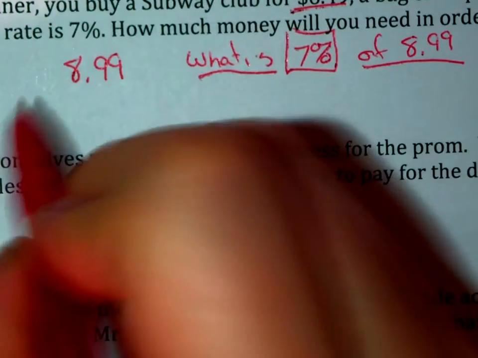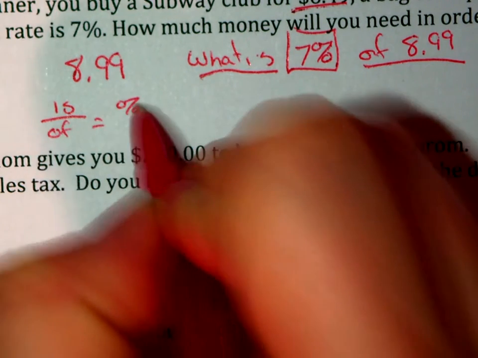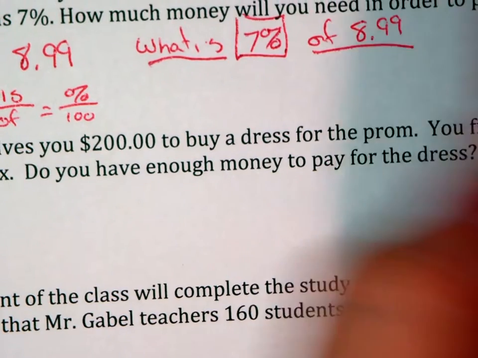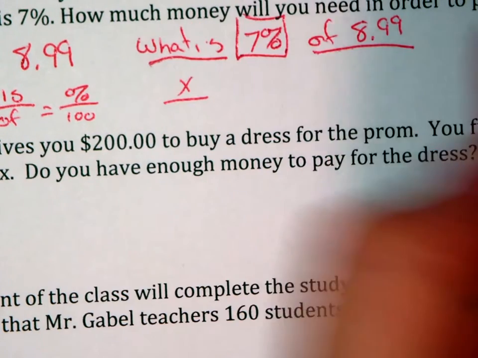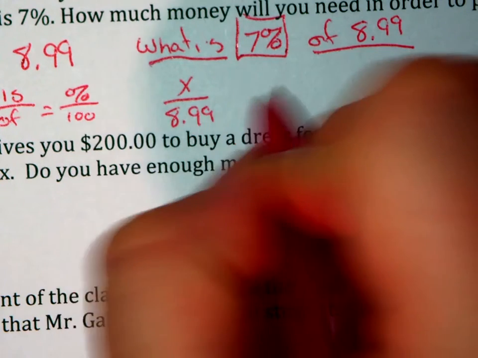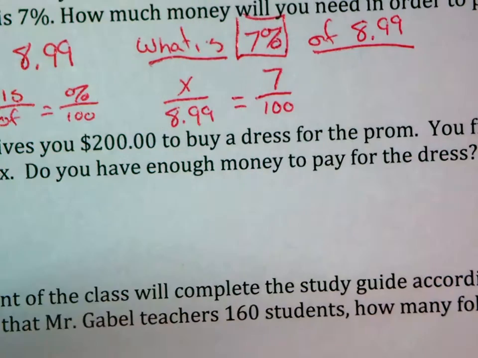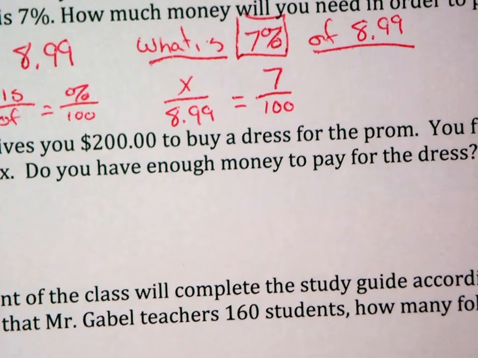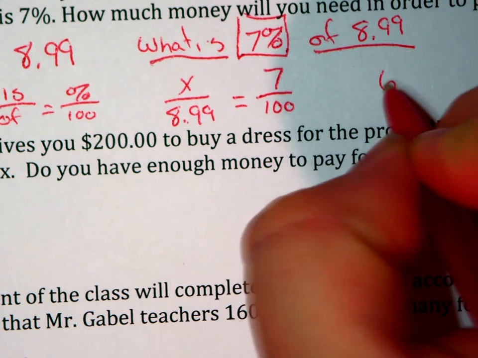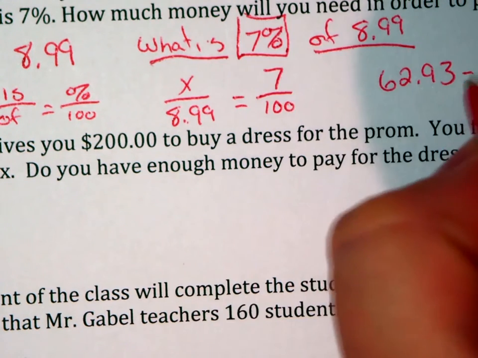Remember that we're using the proportion setup. Is over of equals percent over 100. What is what we're looking for. X over of, my of statement is $8.99, equals 7%, always goes over 100. So $8.99 times 7 would be 62.93. 100 times X equals 100X.